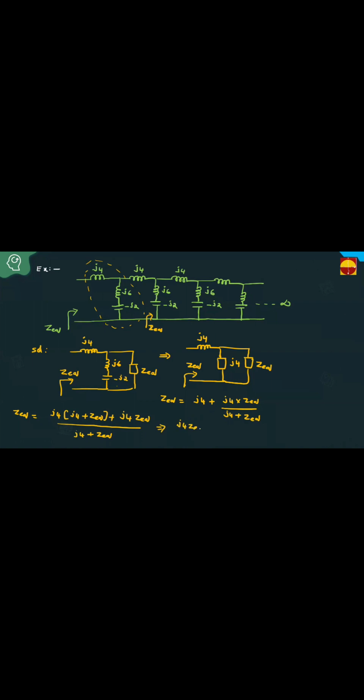J4 into Z equivalent plus Z equivalent square is equal to J4 into J4 (J square minus 1) minus 16 plus J4 Z equivalent plus J4 Z equivalent. This J4 Z equivalent and J4 Z equivalent cancel. Then Z equivalent square minus J4 Z equivalent plus 16 equals 0. Then from this you have to find B square minus 4AC.